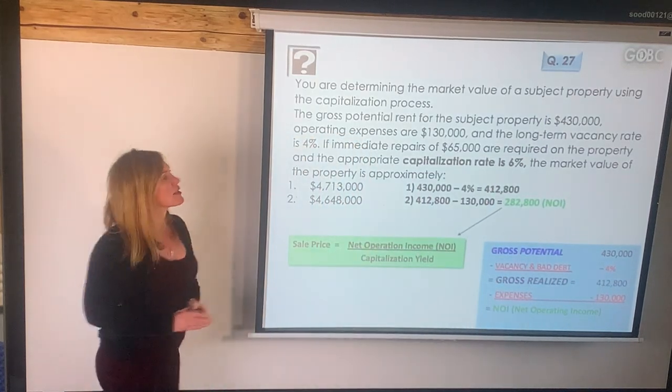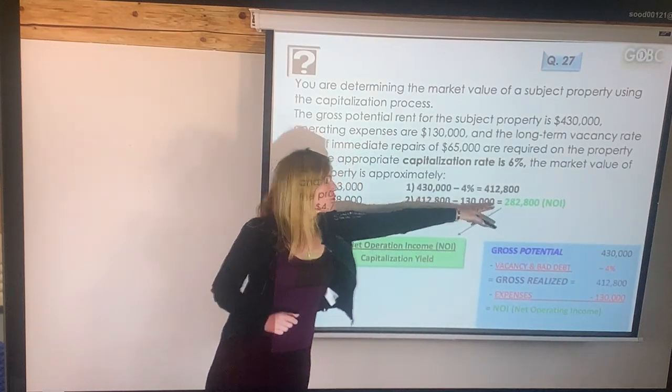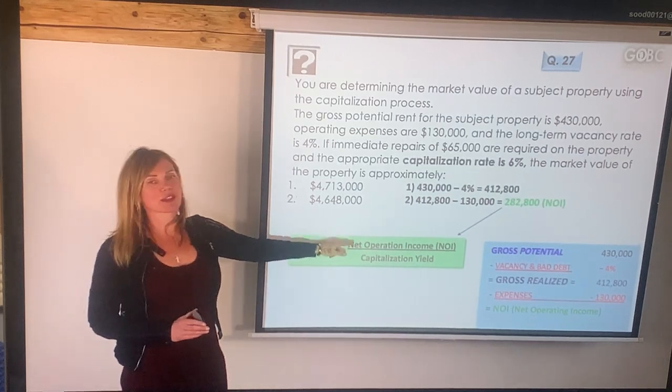Then we have to minus the expenses. The expenses here, 130,000, right? So minus the expenses, and this gives 282,800. That's your net operating income. Okay. So what you did first, you have to find NOI because it was not given to you.